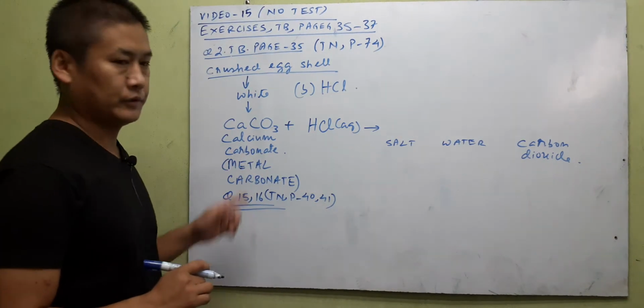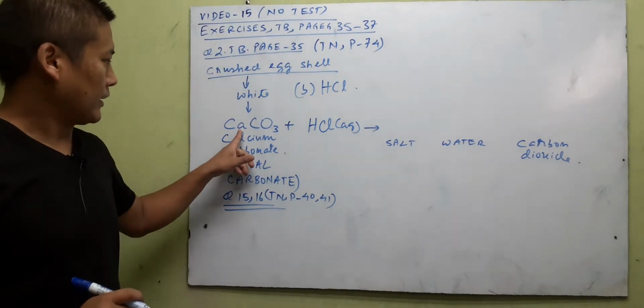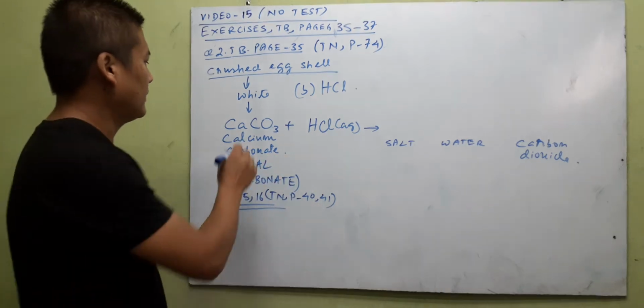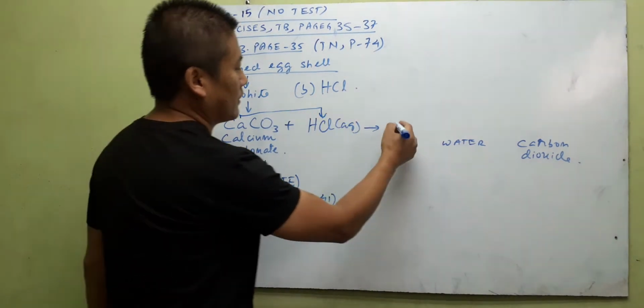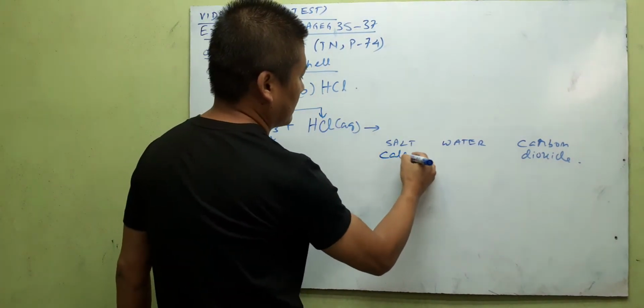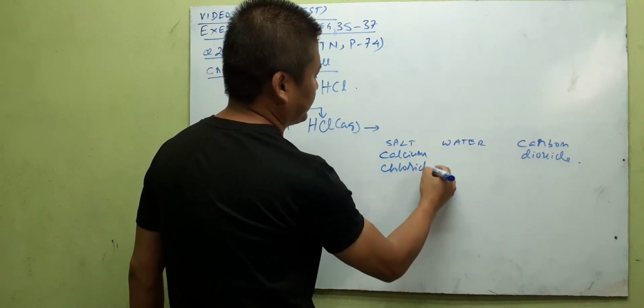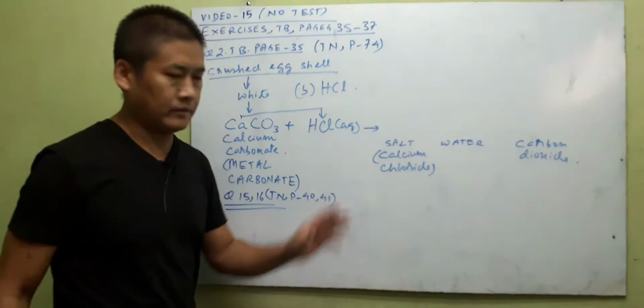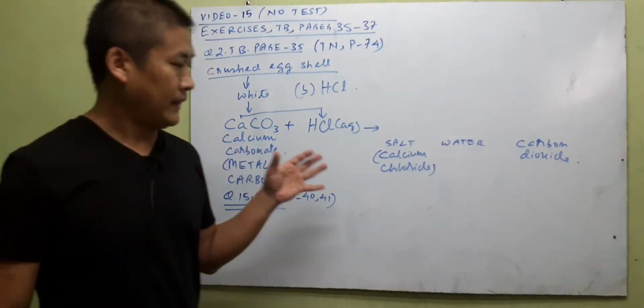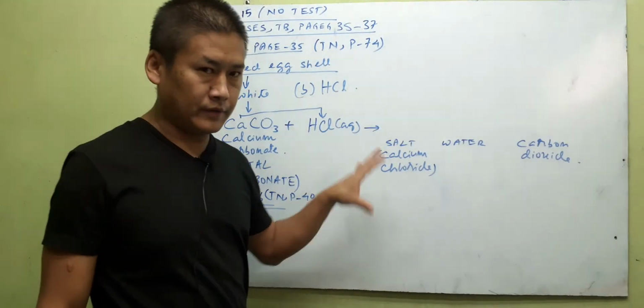Now, what is the salt? See here, calcium and chloride combined, so the salt will be calcium chloride. So write it down. You don't need to write it in the exam, but if you write it now, you'll understand it so well.